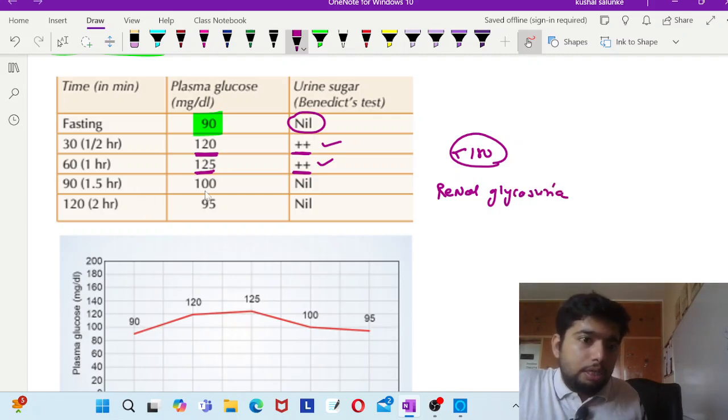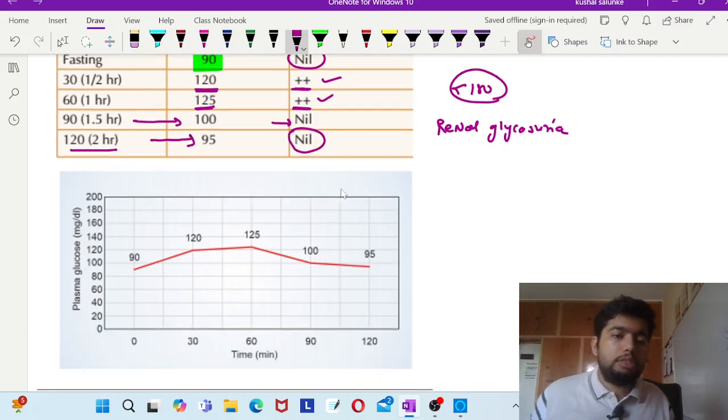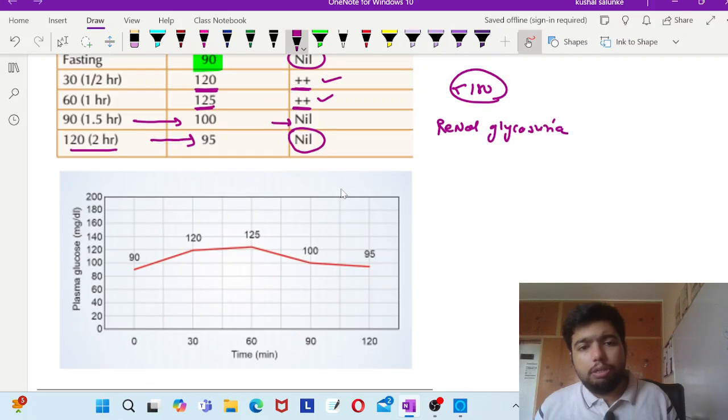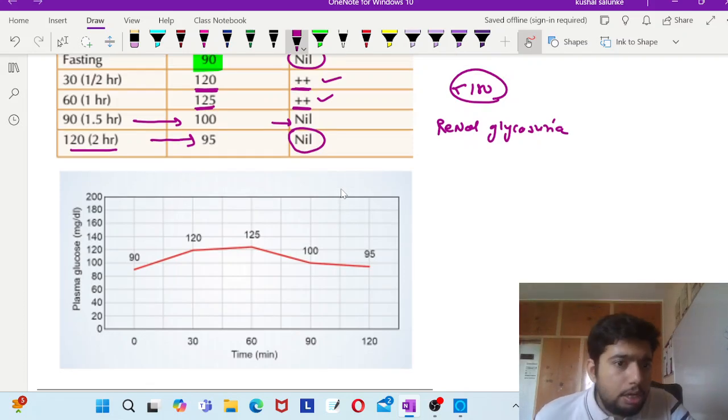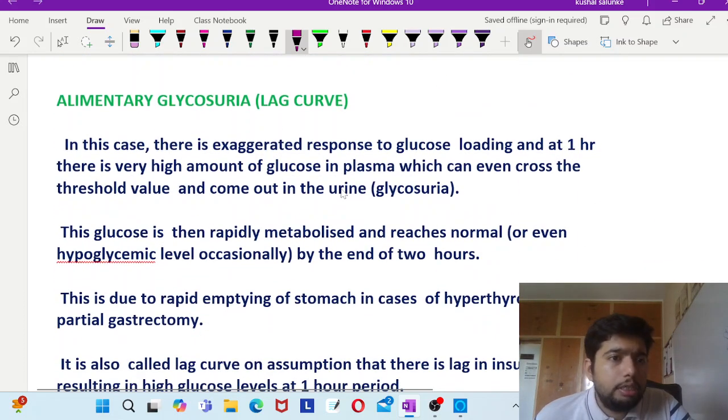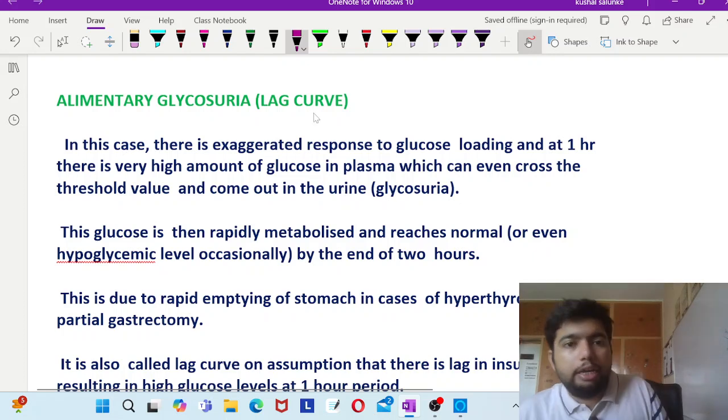Okay. Now you can see at 90 minutes it is 100, and glucose is absent in the urine as well. At 120 minutes, or 2 hours, it is 95, and glucose is absent in the urine. So this is classically suggestive of renal glycosuria. Okay. Yet another important condition, alimentary glycosuria, also called the lag curve.